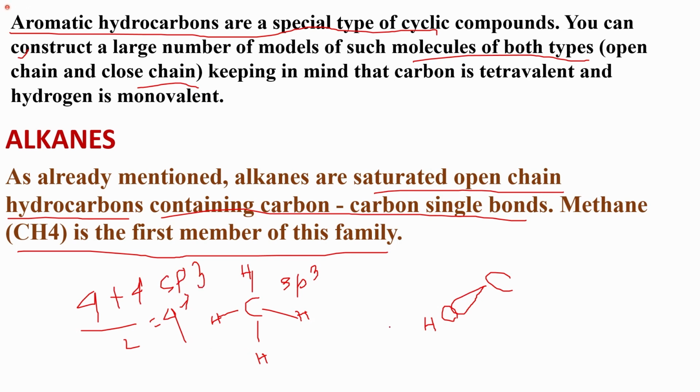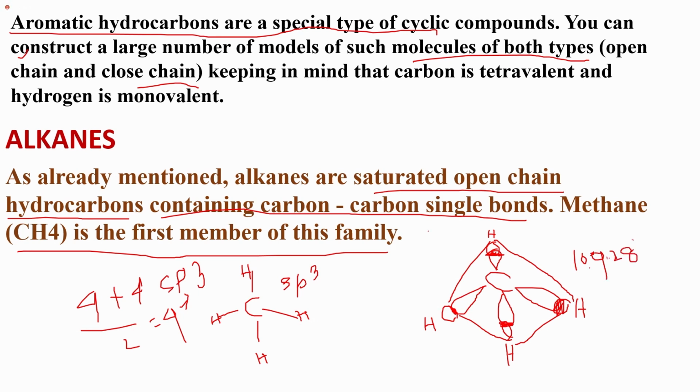Now carbon is tetravalent, hydrogen is monovalent. Now the orbital structure. If you see the molecular orbital picture of the CH4 molecule, at this junction there is overlapping, so that means bond formation is there. This is this kind of pyramidal structure. The bond angle is 109 degrees. So as already mentioned, alkanes are saturated open chain, and CH4 is the first member of this family.